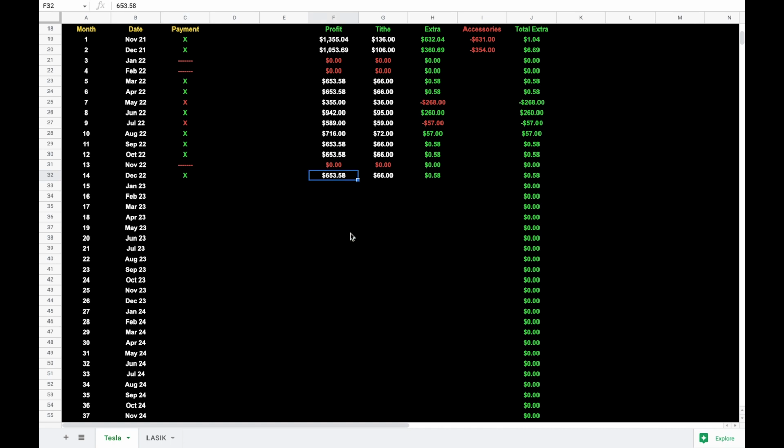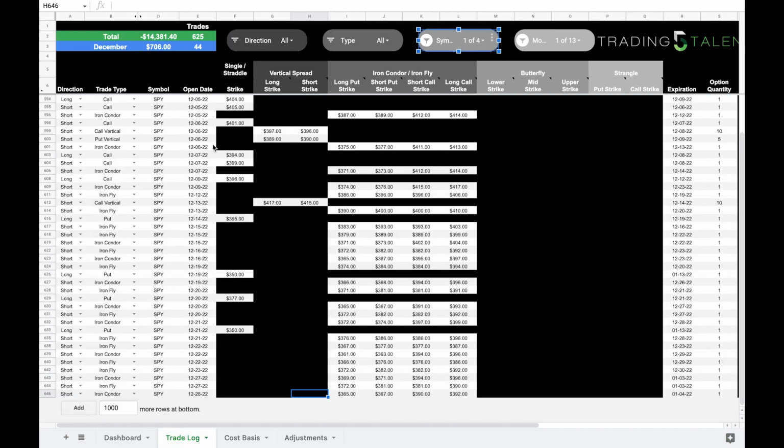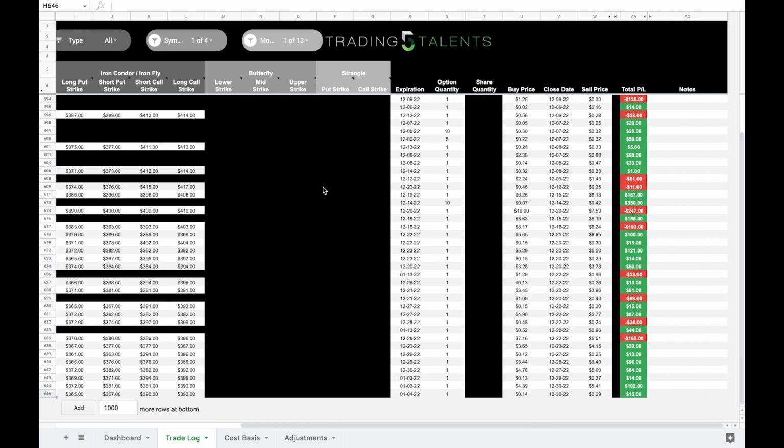So let's go back and take a look at the other trades. Let's see, what did we do here? For SPY, made $706, 44 trades. So there's a lot of trades here. Most of them were winners.